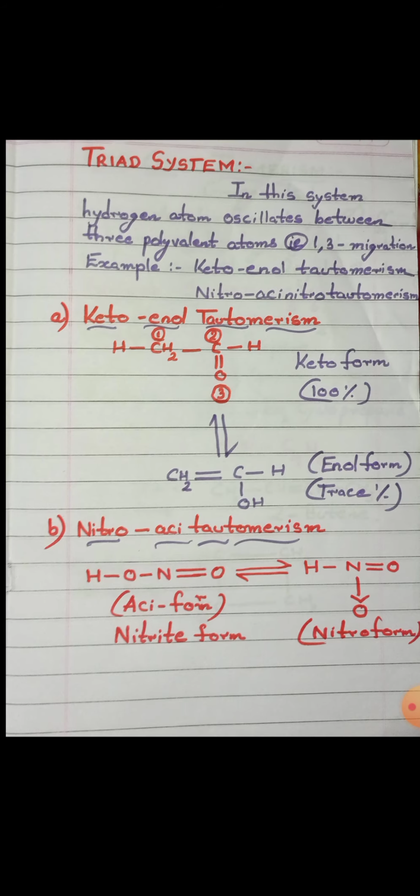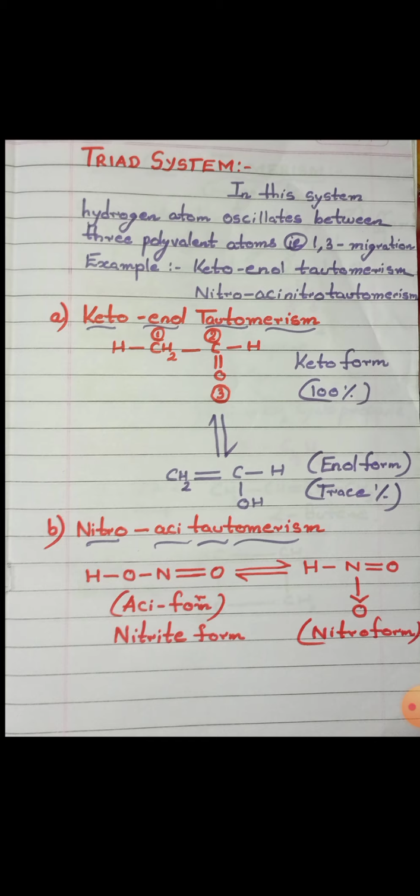The first form is a keto form, which is the most stable form with the yield 100%. The enol form is a minor product with a trace amount. So hydrogen oscillates or moves from carbon 1 to the third atom. That is 1,3 migration shift. Next is nitroacid tautomerism. The acid form is otherwise called by the term nitrite form, HONO.